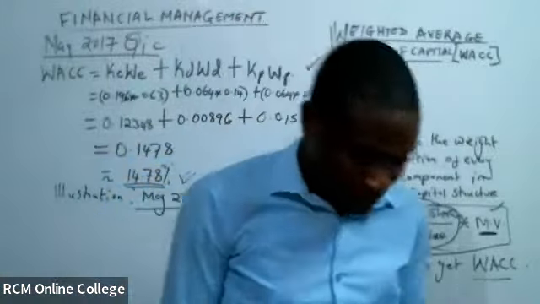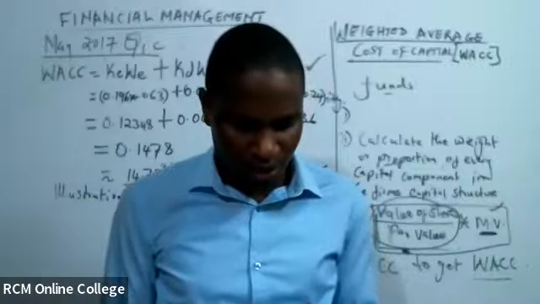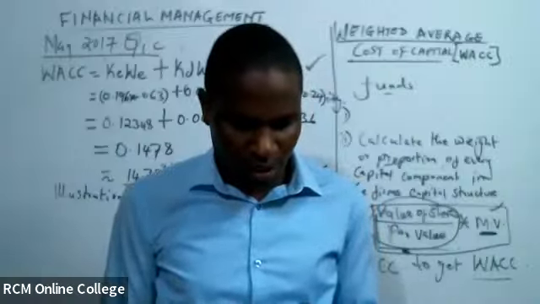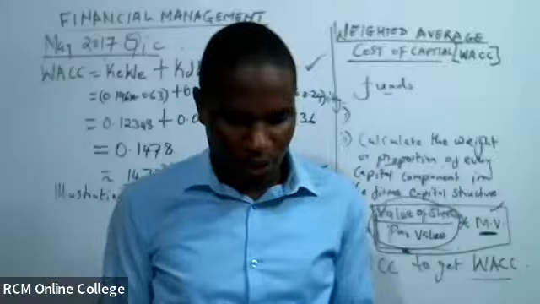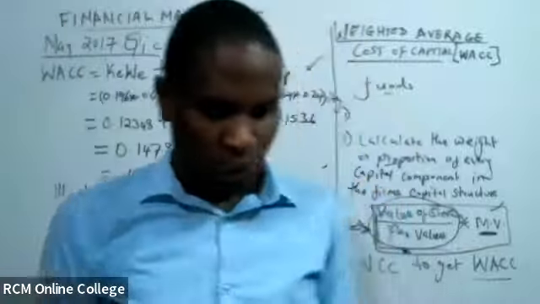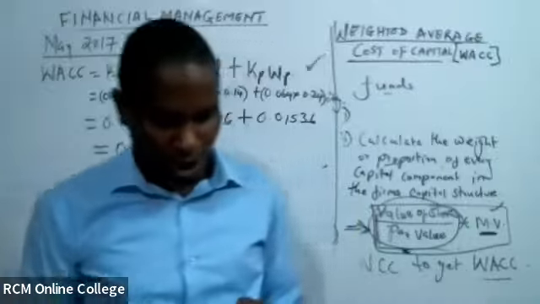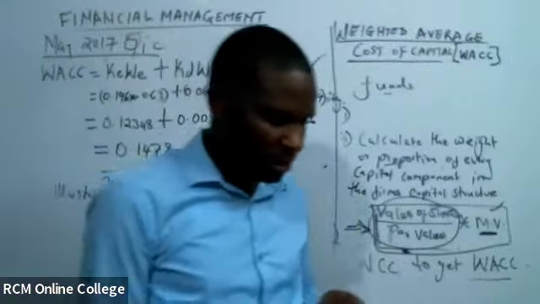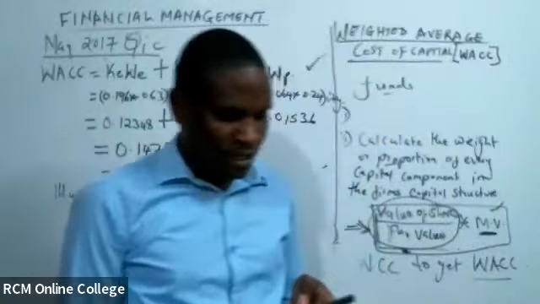All right. This is Akiba Limited. Akiba Limited has the following capital structure. We are told 3 million fully paid ordinary shares, the value was 30 million. Retained earnings 20 million. 1 million 10% preference shares. Then we have 6% debentures, par value 150, and value is 30,000.